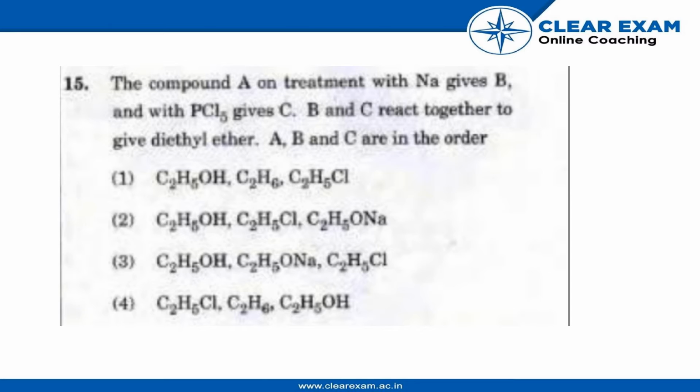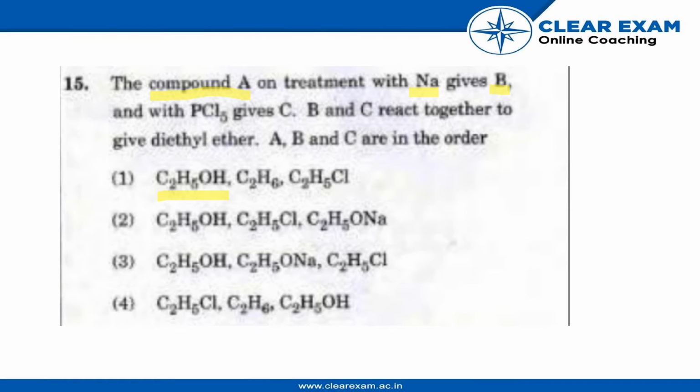So the compound A is, just a second, I will use the highlighter. It will be easier for you to understand. So compound A on treatment with Na gives B. First we can assume what the compound A will be. Let's assume that compound A will be ethanol. So ethanol is C2H5OH.